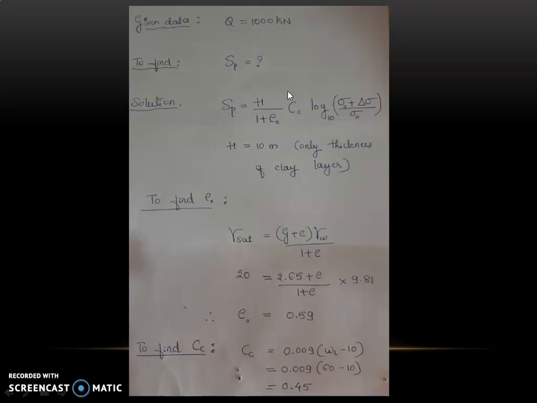The value of compression index is not known, so we will have to find out the value of Cc. To find the value of Cc, the liquid limit is given in the problem, which is 60. So we will use the formula Cc equal to 0.009 into (liquid limit minus 10). Substituting liquid limit equal to 60, we get Cc equal to 0.45. Next, the value of sigma naught has to be found out because it is not given in the problem.